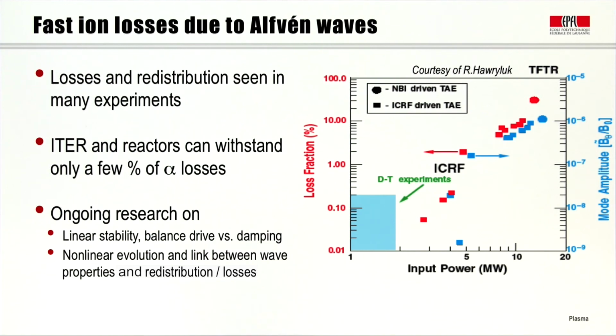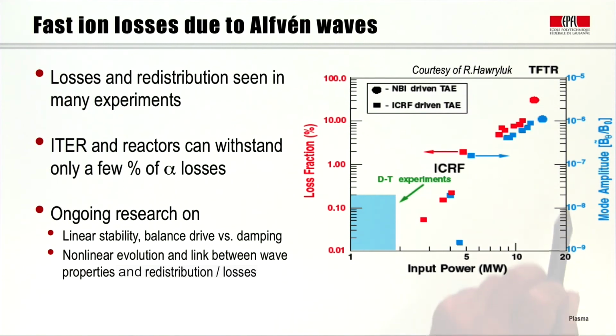The answer is, in many circumstances, they do. Losses or redistribution due to Alfvén waves have been seen in many experiments. In this plot compiled by Rich Hawryluk from data from TFTR, we see the fraction of losses plotted as a function of the input power.